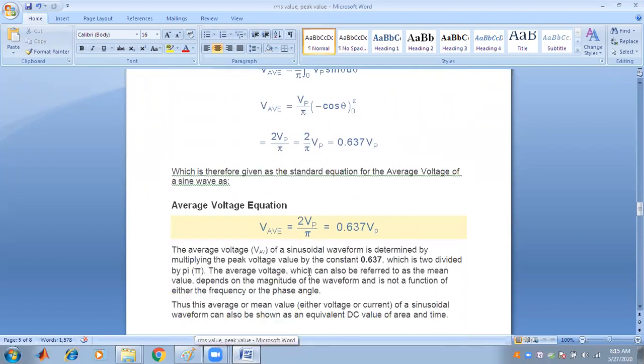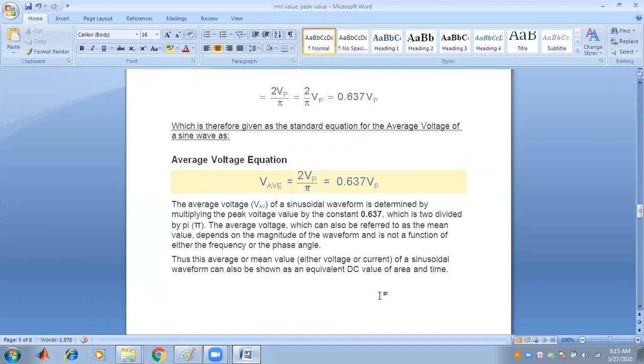This is the equation of average value. It is 2 Vp by pi or 2 Ip by pi, equal to 0.637 Vp or 0.637 Ip. The average value of a sinusoidal waveform is determined by multiplying its peak voltage value by the constant 0.637, which is 2 divided by pi. The average voltage, which can be referred to as a mean value, depends on the magnitude of the waveform and is not a function of either the frequency or the phase angle.